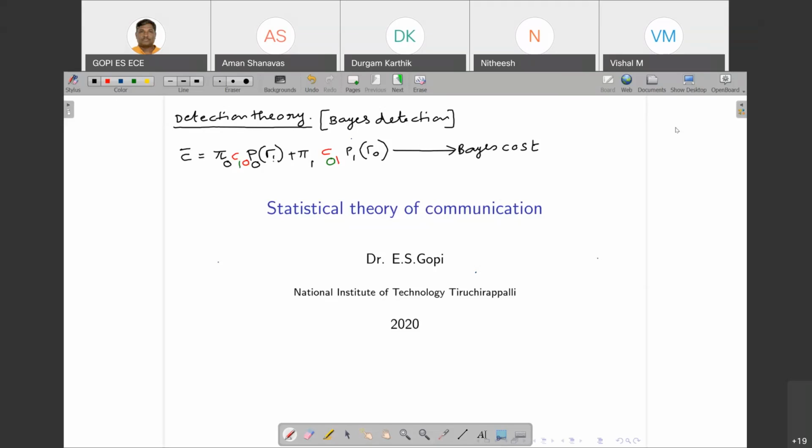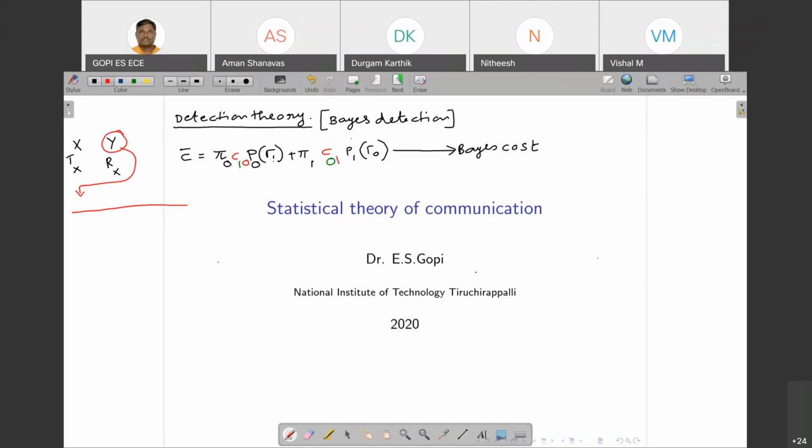You need to do the detection that minimizes this Bayes cost. What is detection theory basically, right? We have the random variable x associated with the transmitter section, and you have the receiver section random variable y, right? And the observation set in the receiver section. So the outcome of this random variable y, you are going to do some partition.